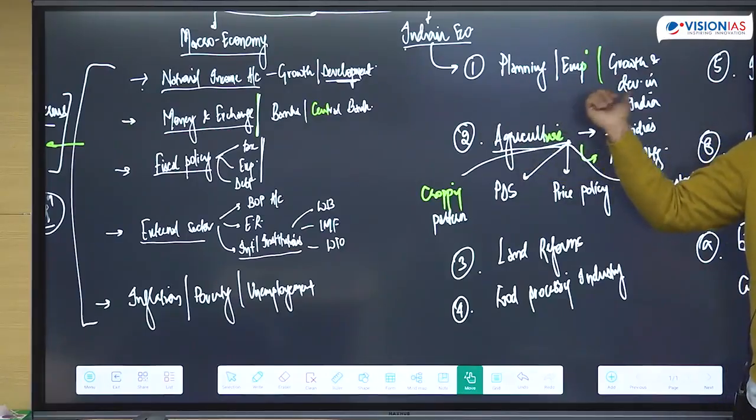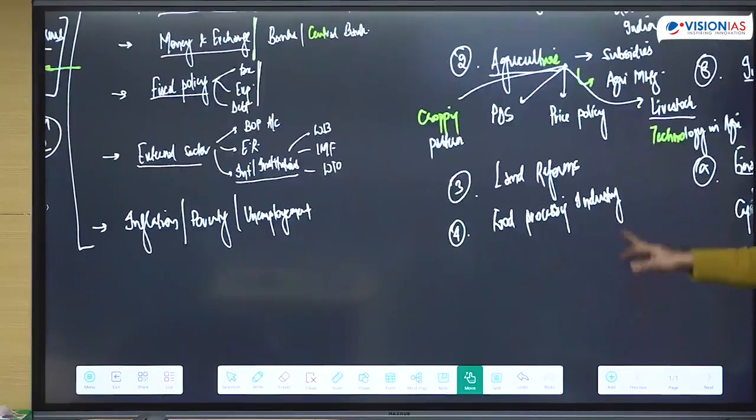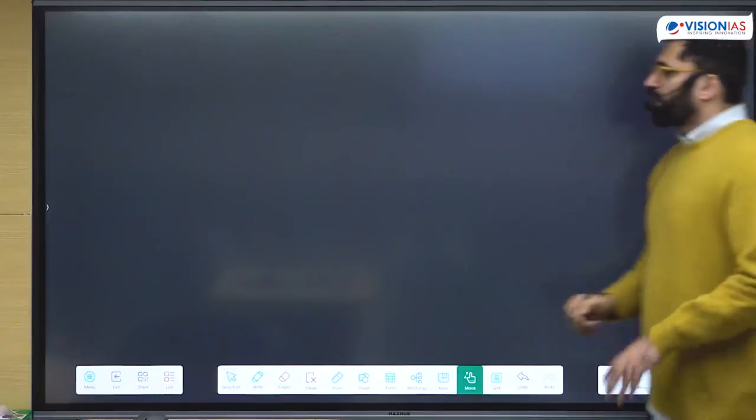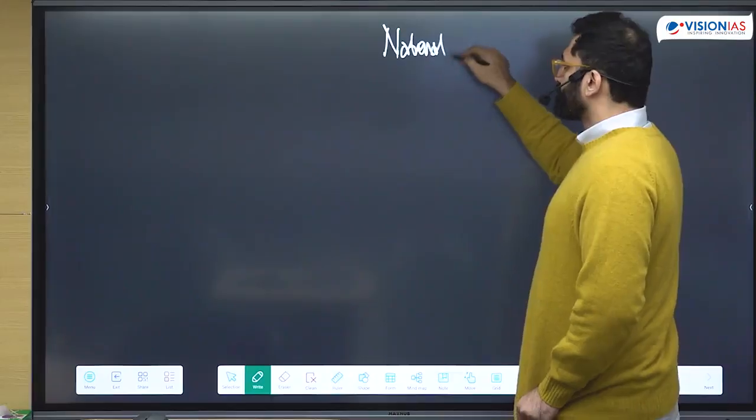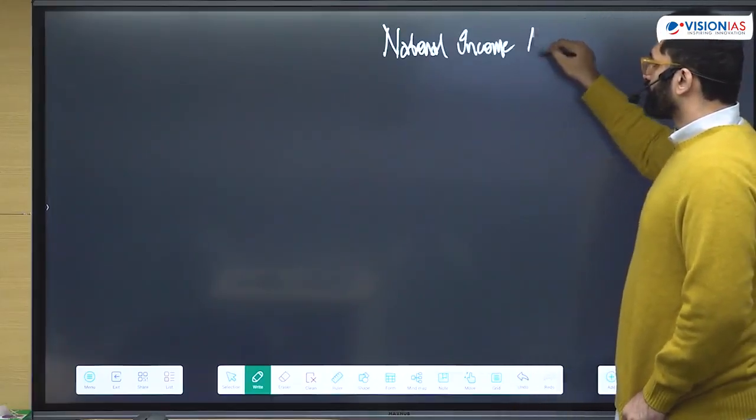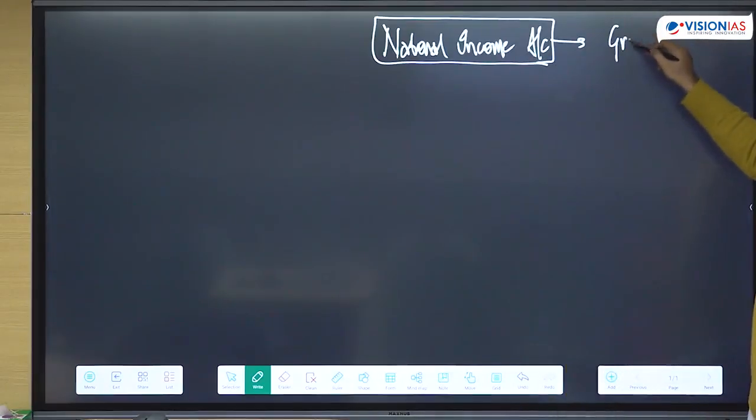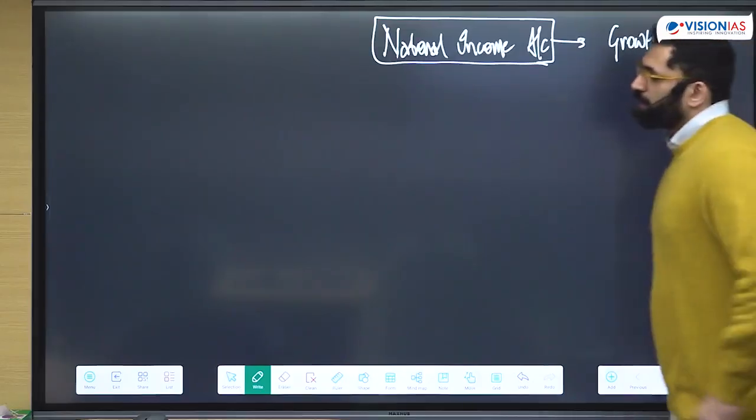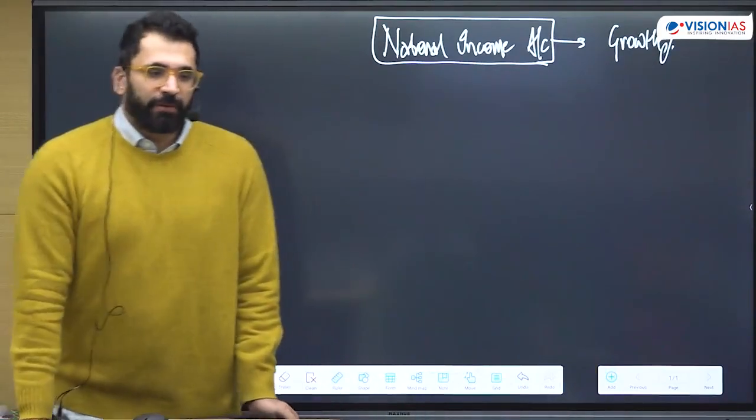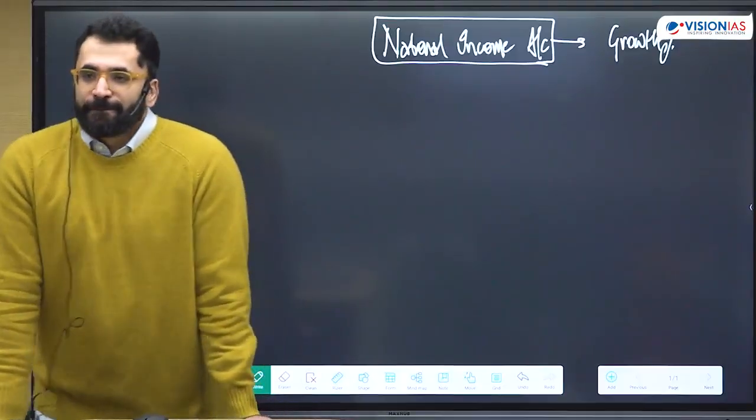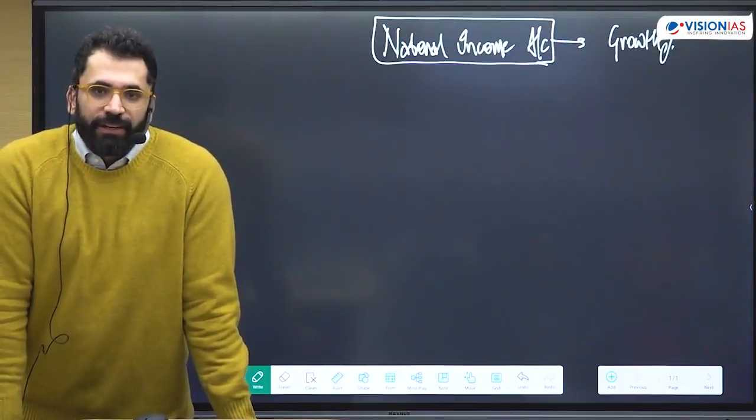Is this clear? What topics? Any doubts you have from this? So we start with the first topic. Now what exactly is national income accounting? Measuring the growth. Now when we say measuring the growth, national income accounting, what do we mean by growth?